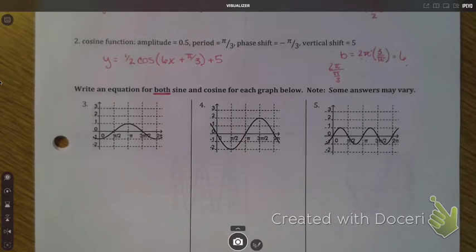The horizontal movement, because when we graphed the sine and cosine parent functions we talked about, they were the same graph just by a pi over 2 translation, weren't they? So the h is always going to change. Now the reflection may change.